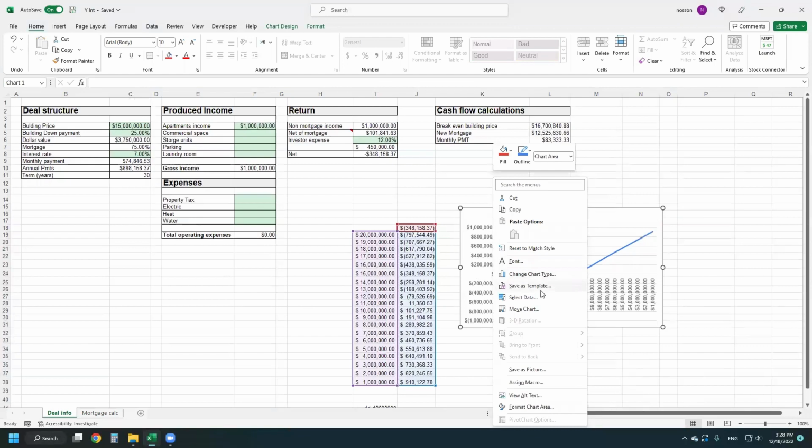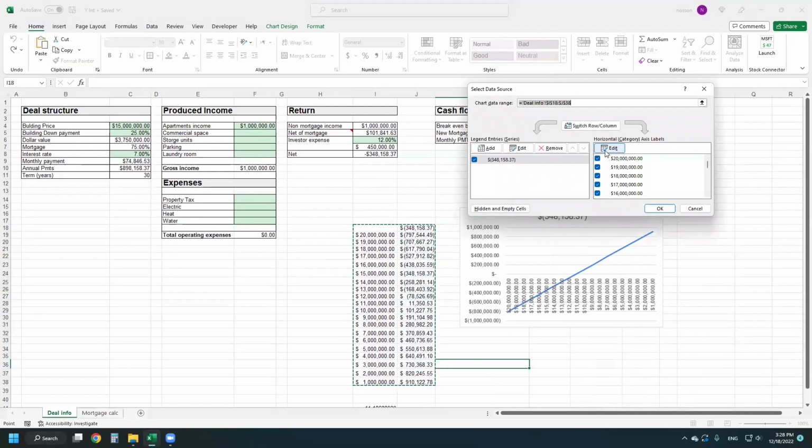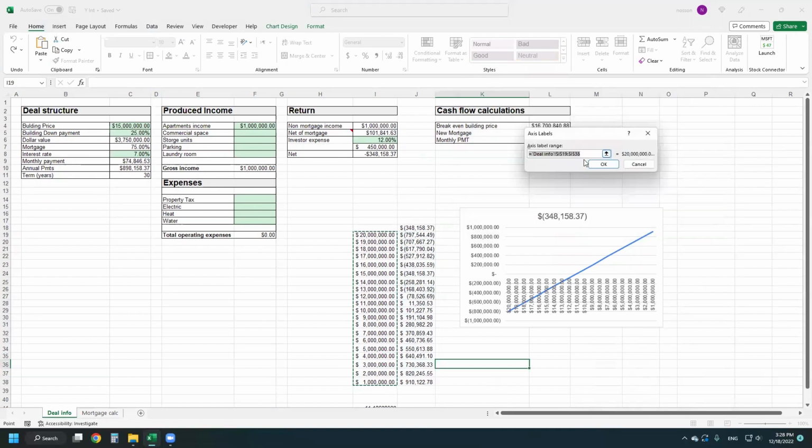I'm jumping the gun, but if we go to Select Data, we can edit the horizontal axis and tell it we want to use this.